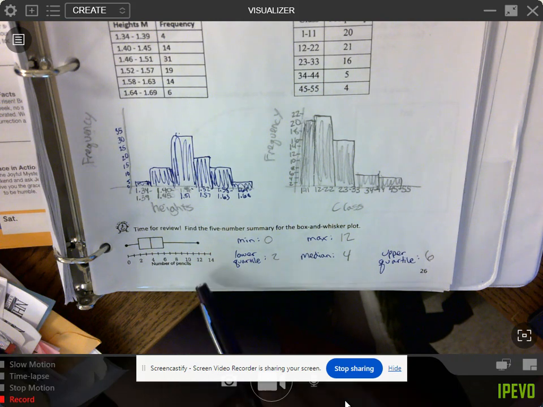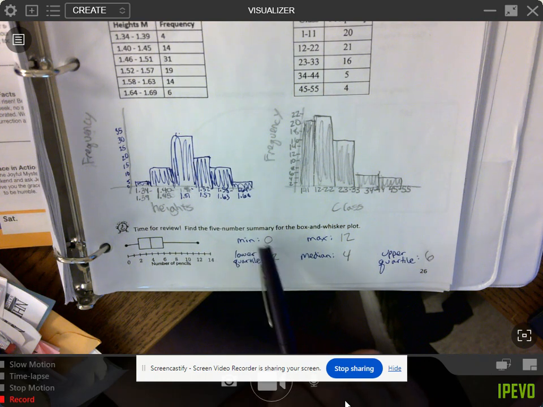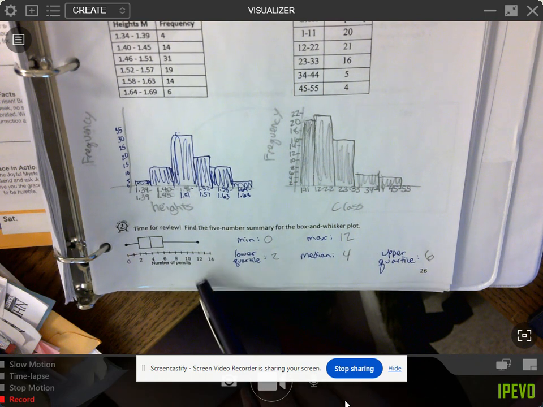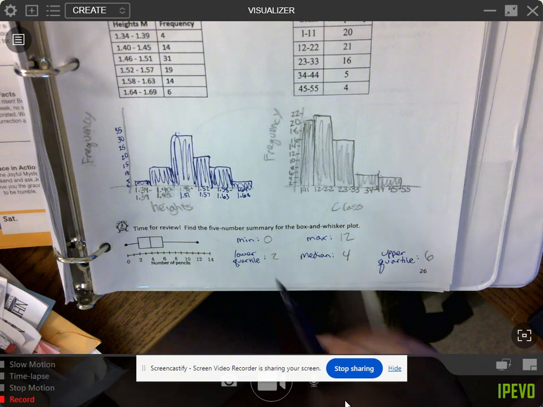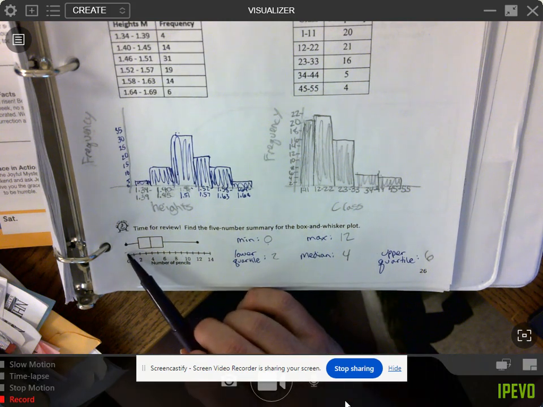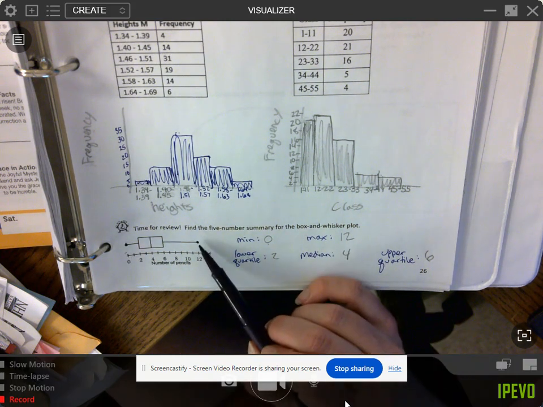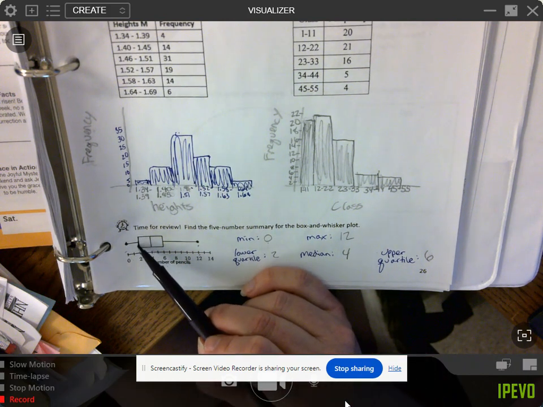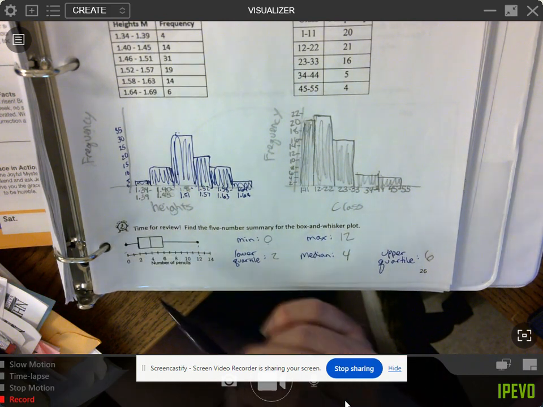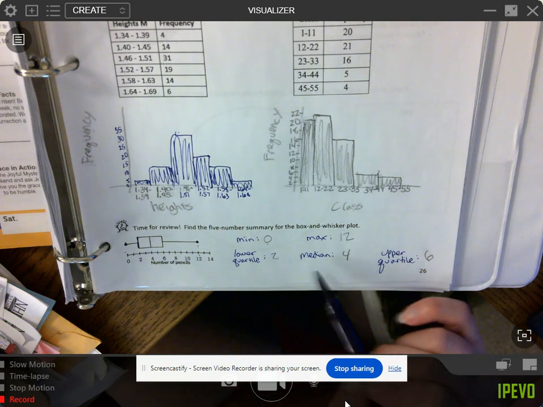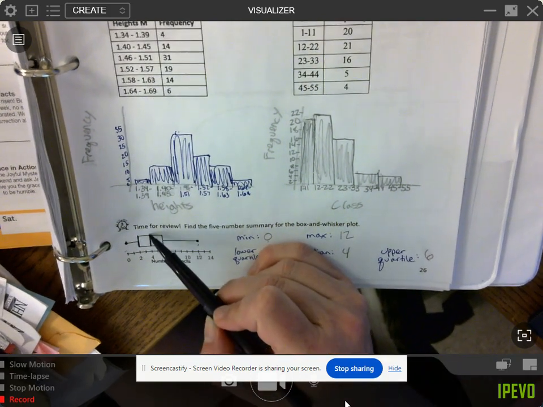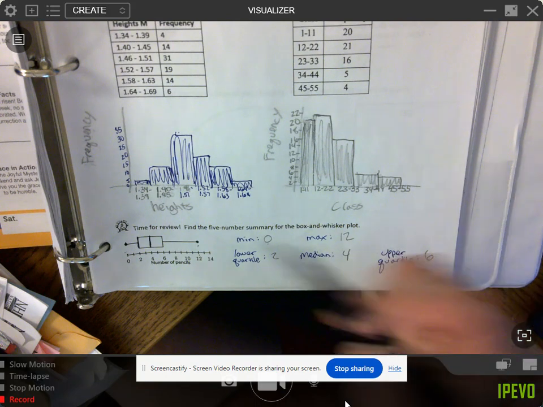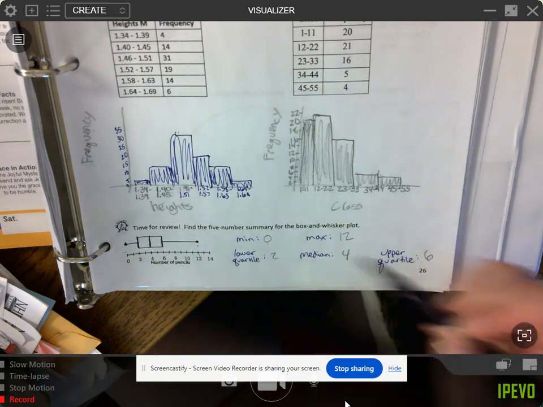All right, so now we have our review. You had to do that 5-number summary for the box and whisker plot. So on here, our minimum is 0. Our maximum is 12. That lower quartile, the left side of our box, is 2. The median, the middle line, is 4. And the upper quartile is 6.